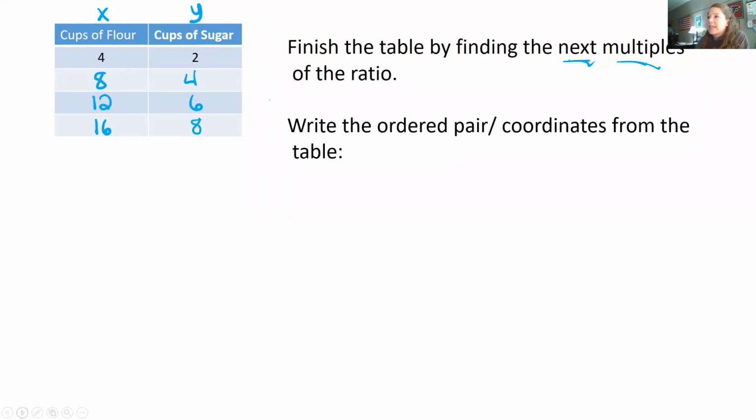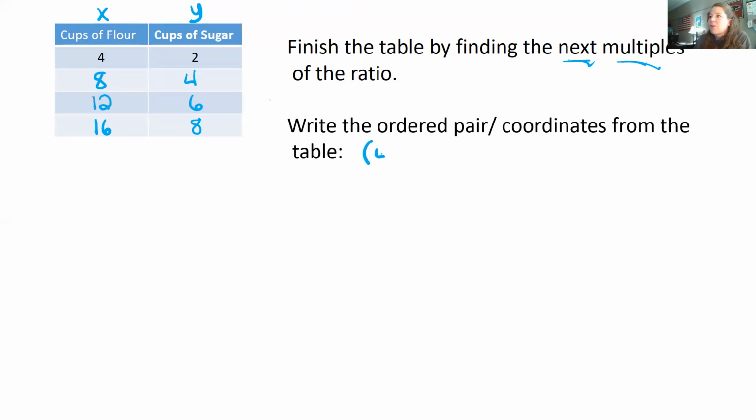So now it says we're going to use this table and we're going to write a list of ordered pairs, also called coordinates. Those terms can be used interchangeably. If you notice, I titled this X and this Y. X is always going to be on the left, Y is always going to be on the right. And that's how we write our ordered pairs.